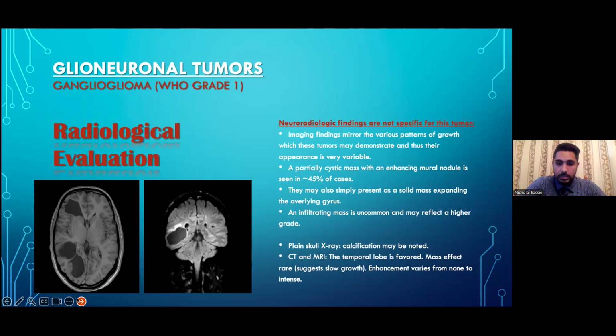Regarding CT and MRI, the temporal lobe, as previously mentioned, is quite favored. Mass effect is rare, and this suggests that these types of tumors have a predominantly slow rate of growth. Enhancement varies from none to hyperintense.